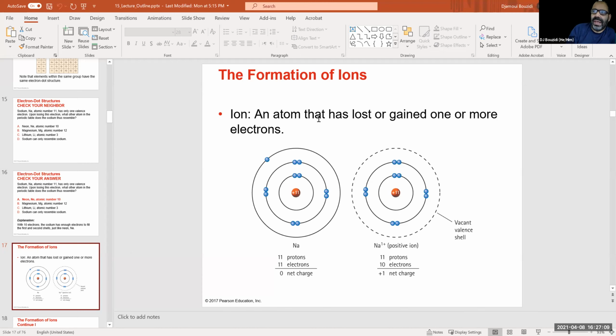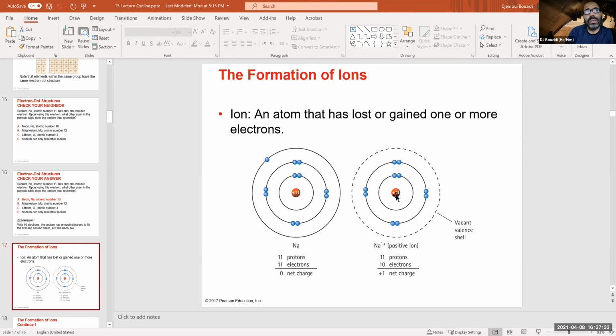An ion is an atom that has lost or gained 1 or more electrons. So that's basically what an ion is. It's charged usually. Okay, it is charged. So in this case, it's neutral. It has 11 protons and 11 electrons. Once it loses an electron, this electronic structure, yes, it looks like the neon, but it's not exactly a neon because it has a net positive charge altogether.